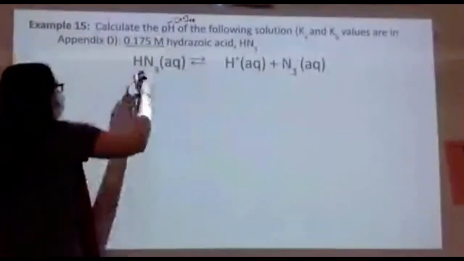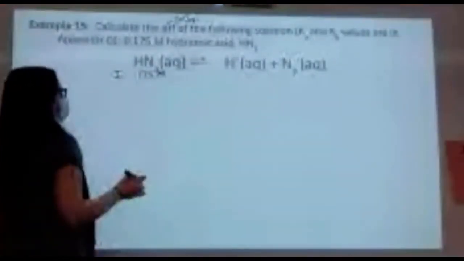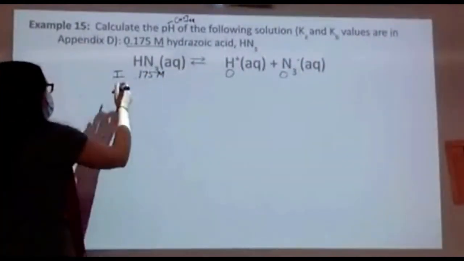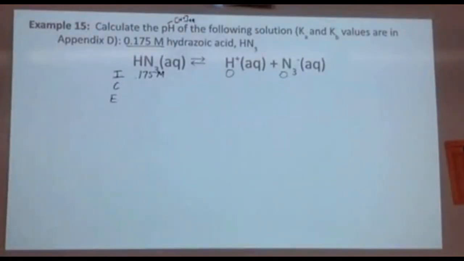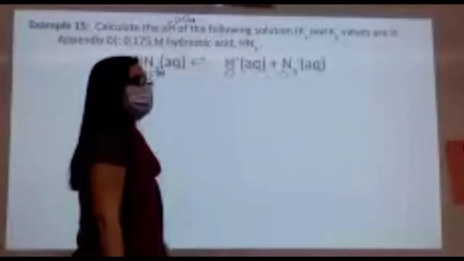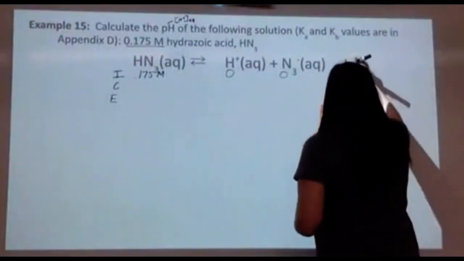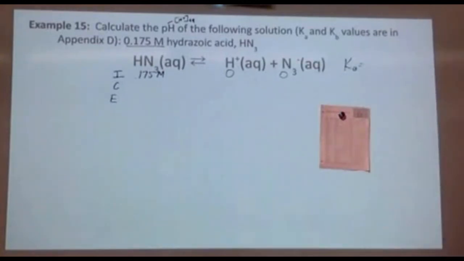So right now, they gave me the initial concentration of the acid. That's all we have initially. We don't have any of the ions, we just have the acid. They didn't give me anything else. Since I'm solving for pH, I should have Ka. Since I'm solving for pH, that means I'm going to need the Ka. This is where we use appendix D.